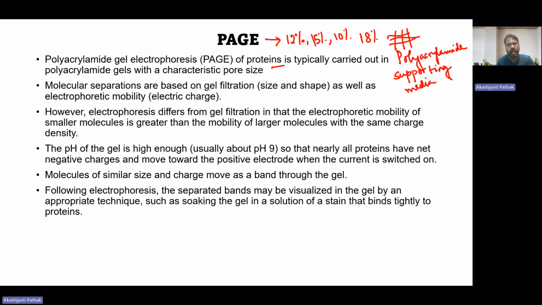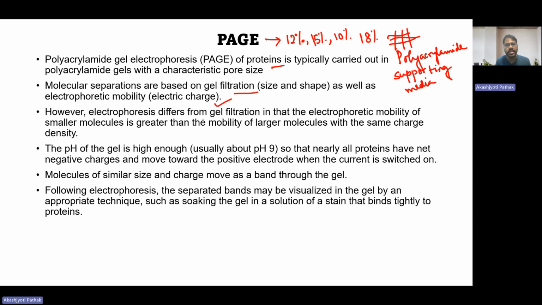So basically here also, what is happening? Similar to what we had learned in gel filtration chromatography, in that the stationary phase had a particular pore size. The gel bead had a pore size, and depending on the pore size, the particles got separated. So here also the molecular separation is based on size and shape as well as the electrophoretic mobility. Okay.